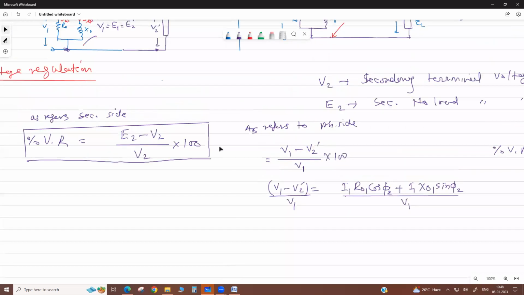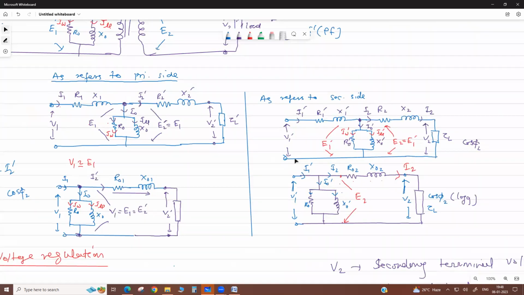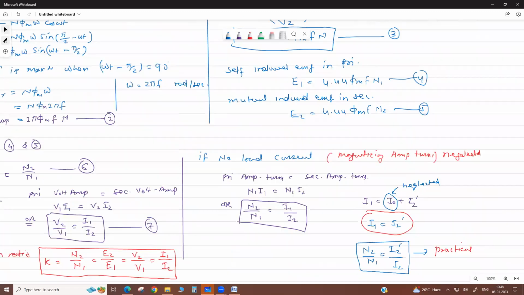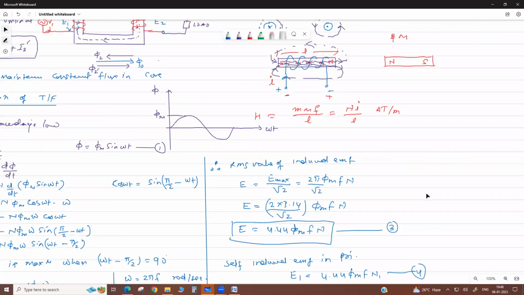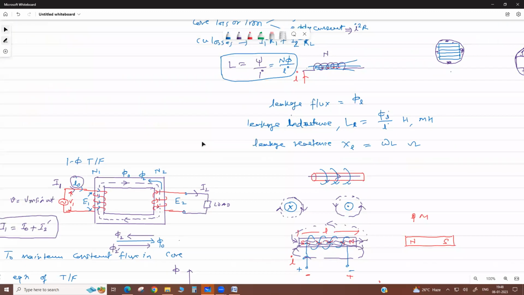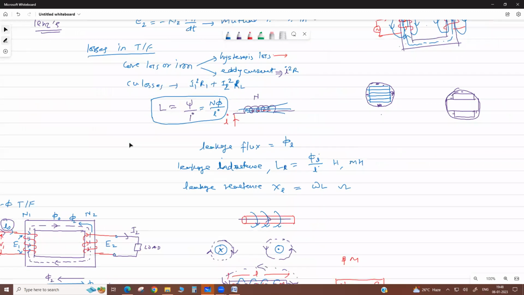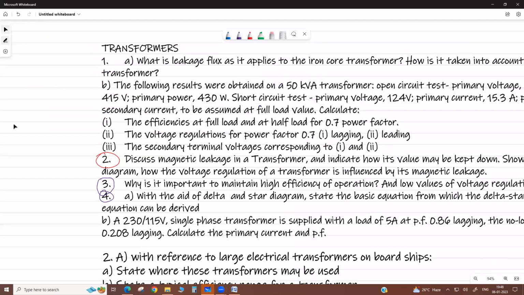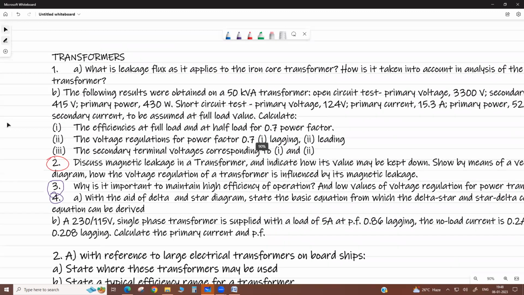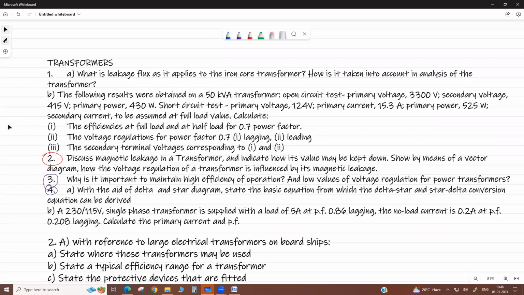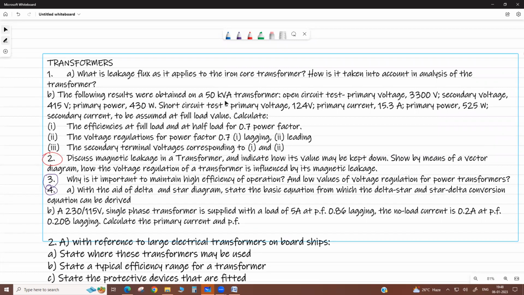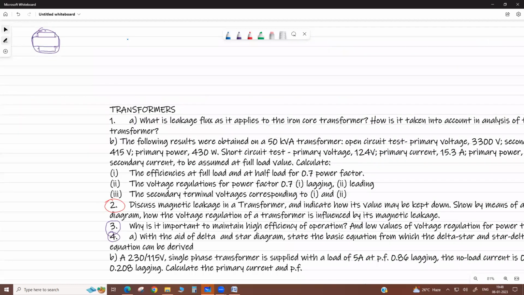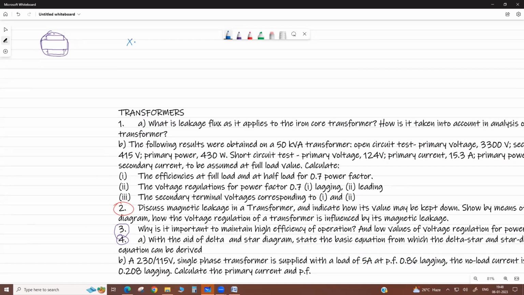So there was a question also in your exam which was asked. A large question. This one was recently asked. Part B. This is a big question. The following results were obtained. Actually, this is the equivalent circuit parameters.